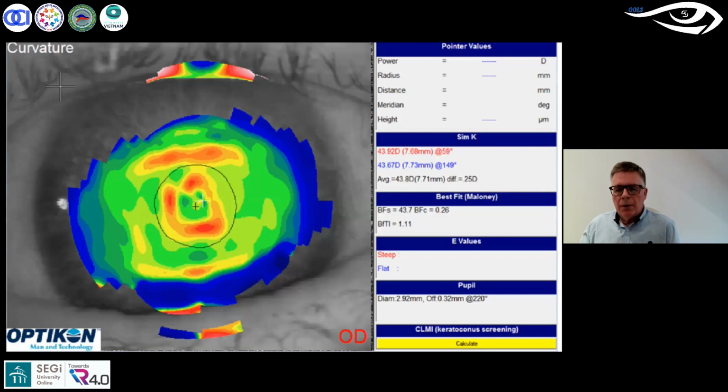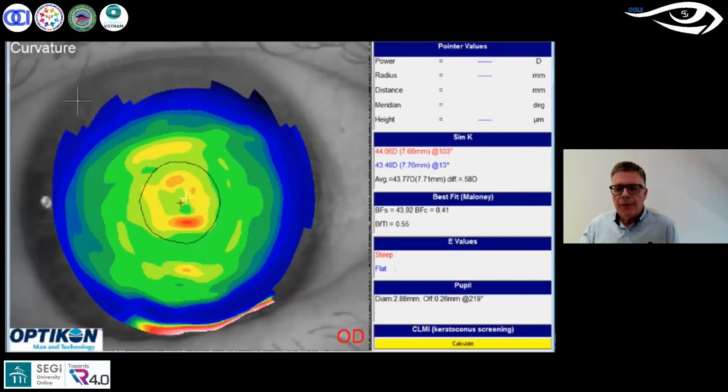Now, just 1 month later, this was 5 weeks later, this is how his cornea appeared. So we still had a little bit of something going on here.